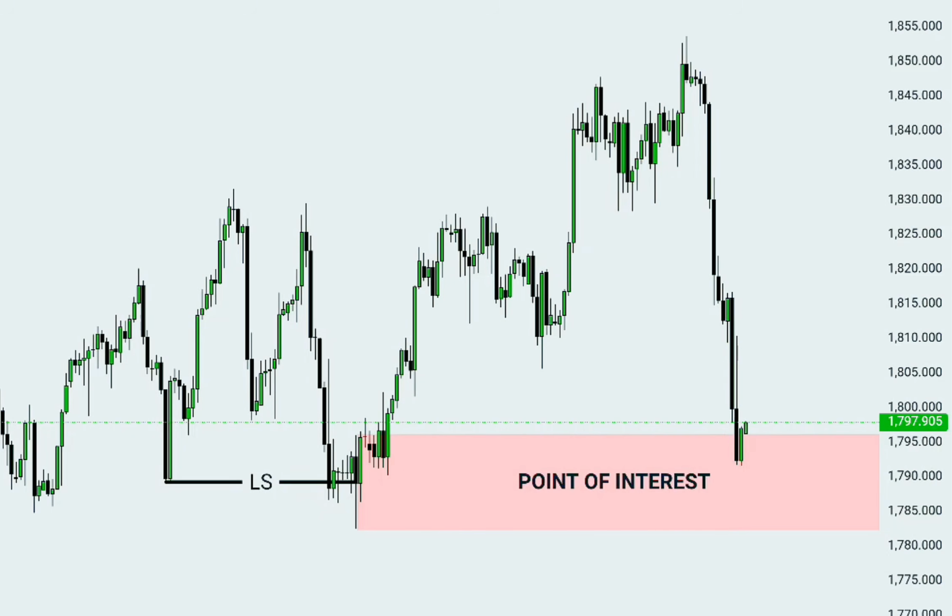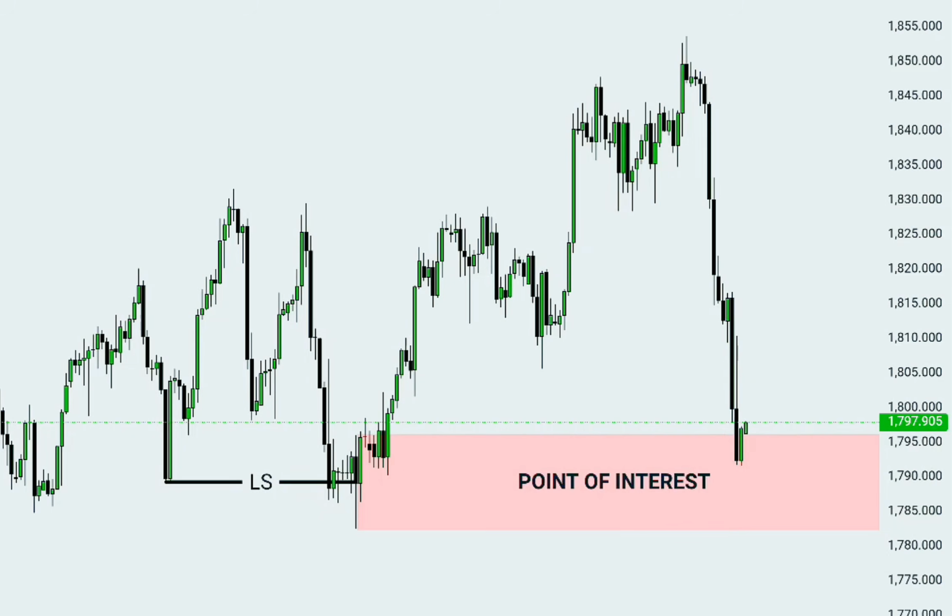When price returns to this area after sweeping liquidity, it does so at a discount, offering favorable conditions for institutional participation. What makes this point of interest high probability is the context. Liquidity has already been collected, weaker hands have been removed from the market, and there is no remaining reason for price to continue lower. Once price taps into this zone, we do not enter blindly.